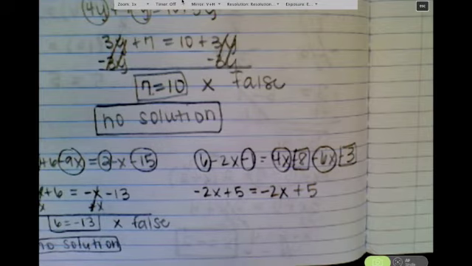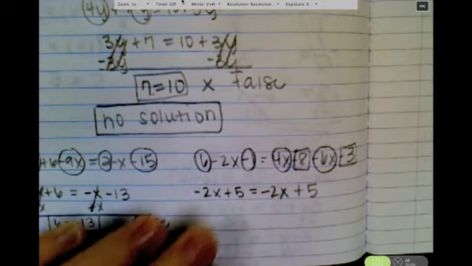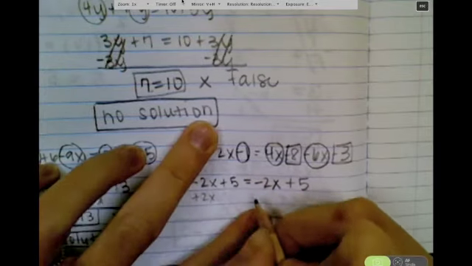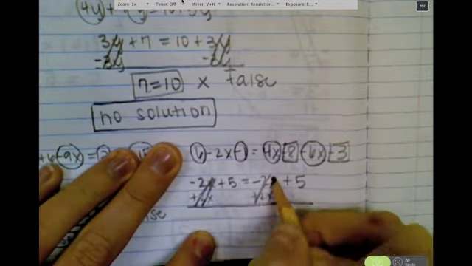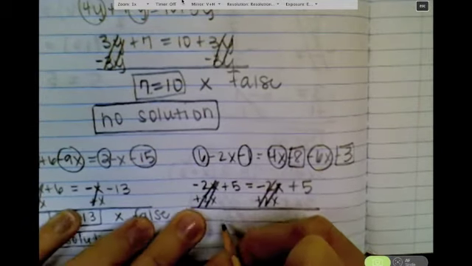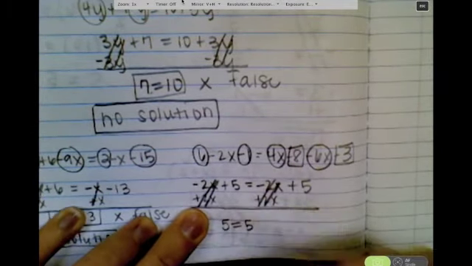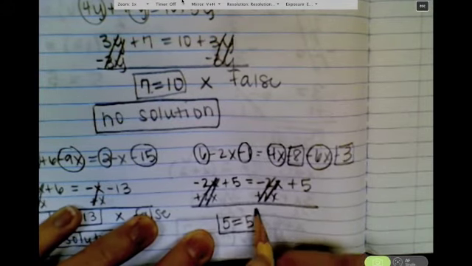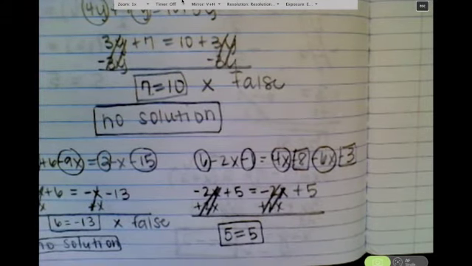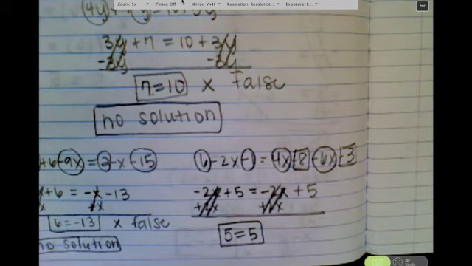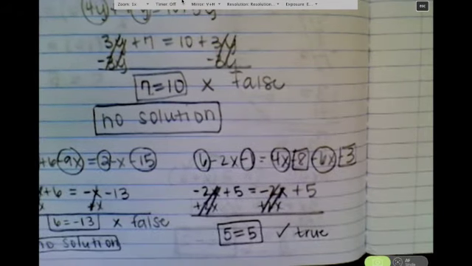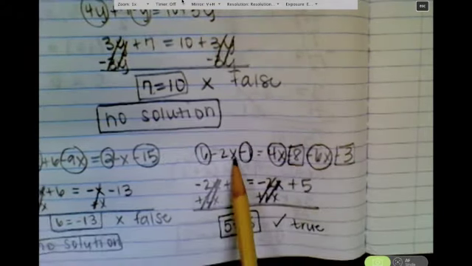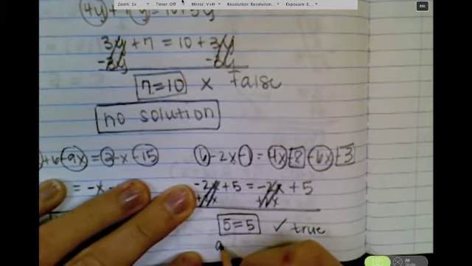Let's try to move the variables all to one side of the equal sign. So we would do that by adding 2x to both sides. When we do that, they both cancel out, and we're left with positive 5 equals positive 5. So now you need to ask yourself, since all of the variables canceled out, is that a true statement? Does 5 equal 5? Well, yes, 5 does equal 5, so this is a true statement, which means that the solution for x is all real numbers.